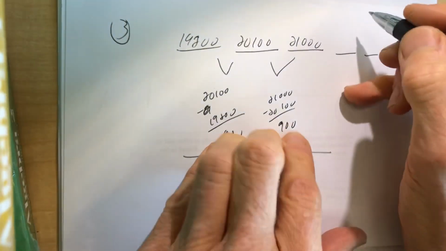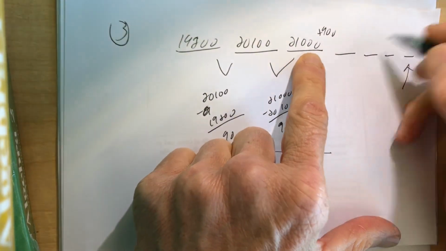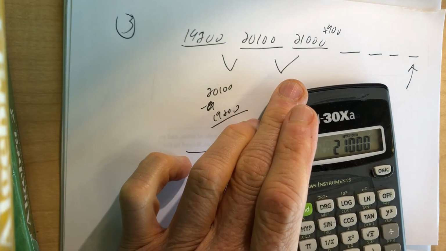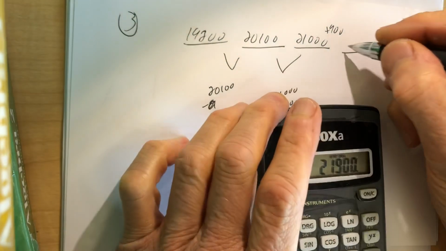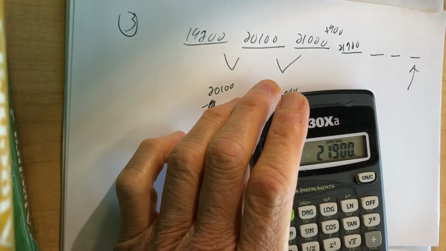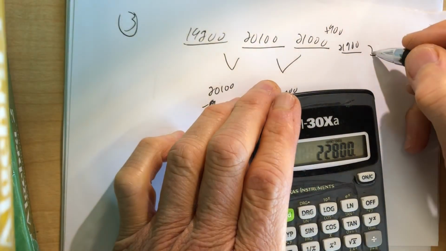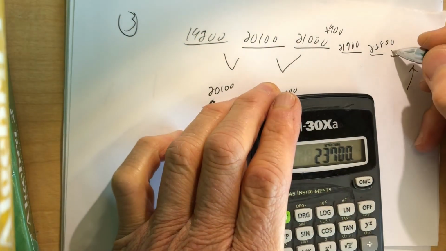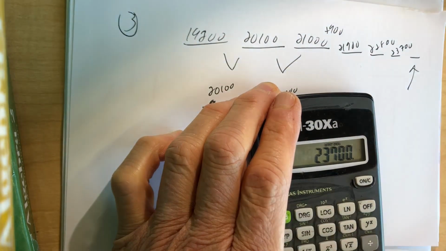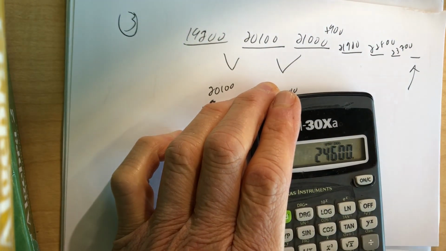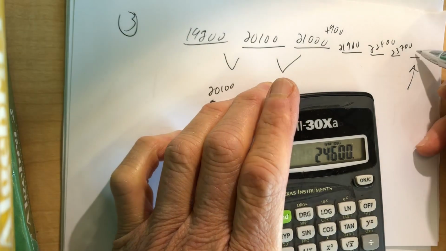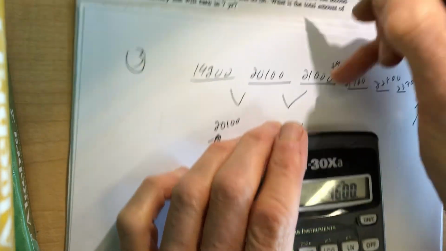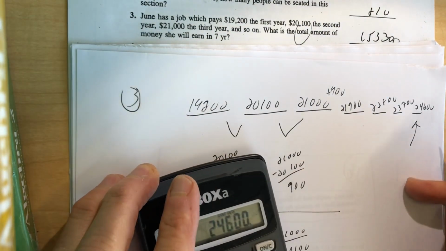So plus 900 would be 21,000 plus 900 is 21,900, plus 900 is 22,800, plus 900 is 23,700, plus 900 equals 24,600. It wants to know the total, so we have to add these up.